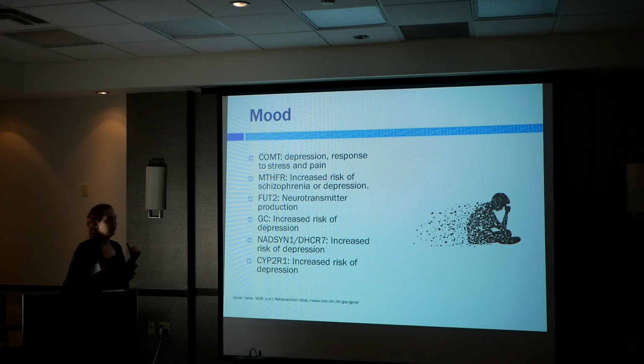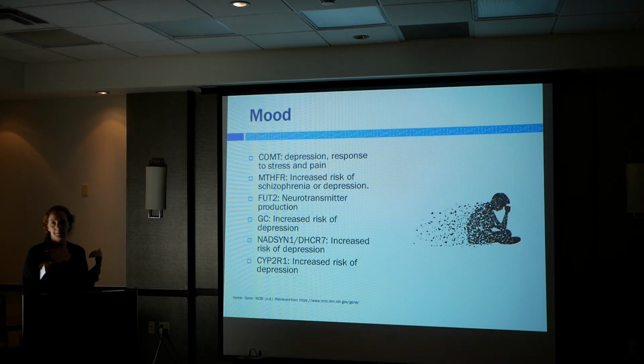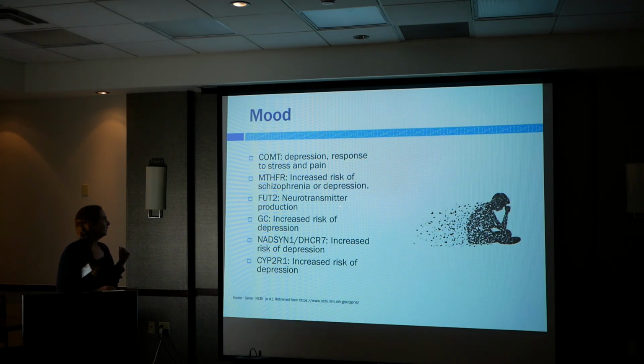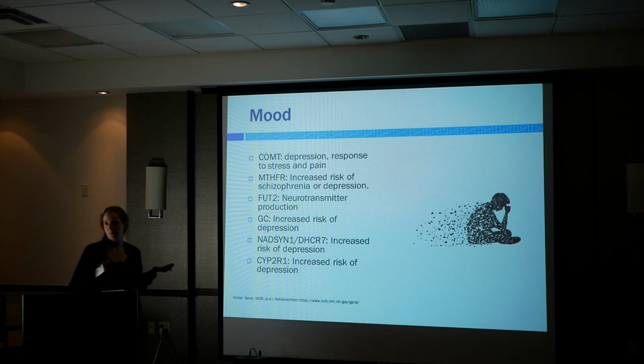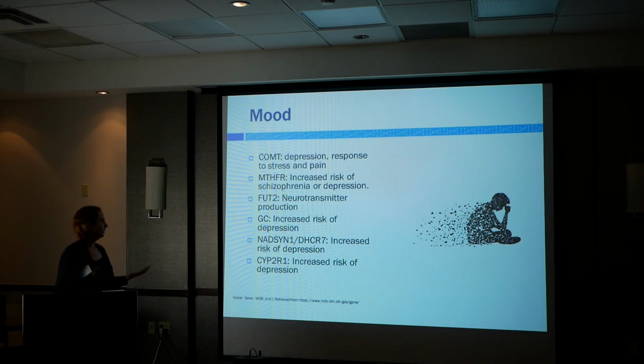MTHFR can also have an effect on your neurotransmitter levels, because its metabolism produces byproducts like SAMe that are very important for brain function. Also, FUT2, that has to do with B12 absorption. Well, B12 affects neurotransmitter production. GC, and then you have the genetics involved in vitamin D. And we know that vitamin D is really important for overall health and mood. Seasonal affective disorder.